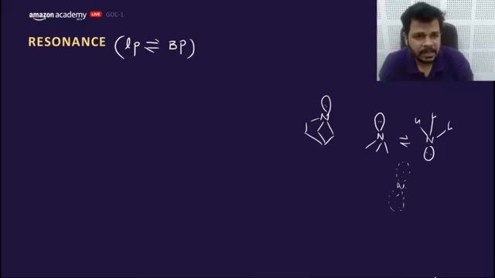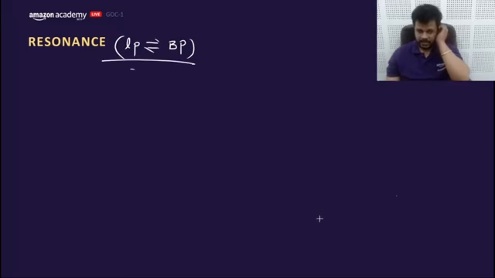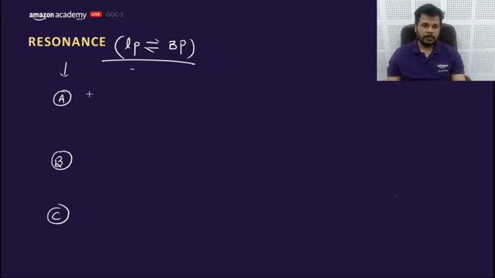Now move to the next part. Resonance: the smallest definition of resonance is lone pair converted into bond pair converted into what? Lone pair. Now there are three major points through which you can identify whether compounds have resonance or not.